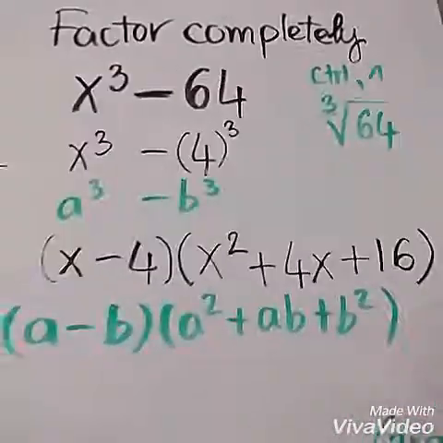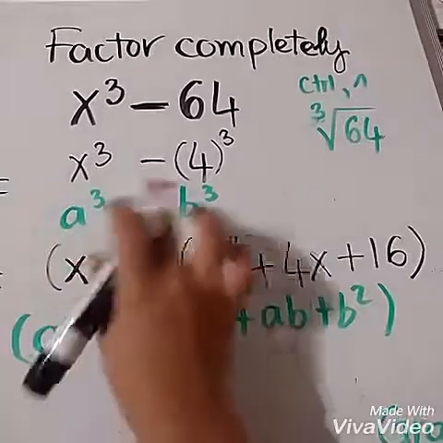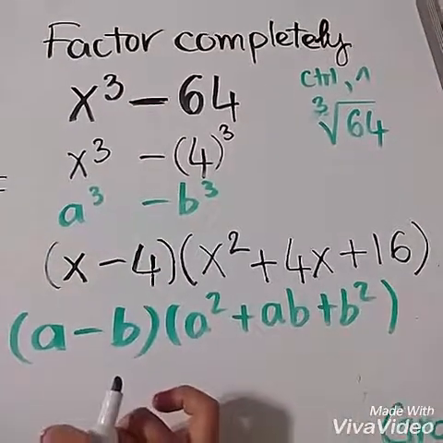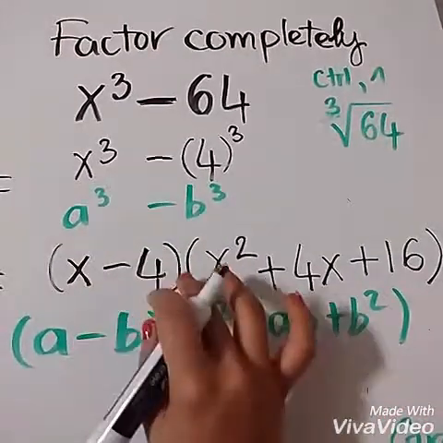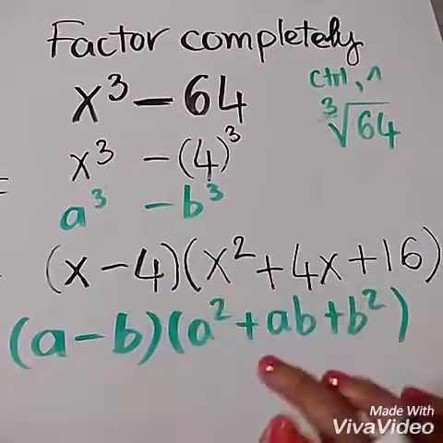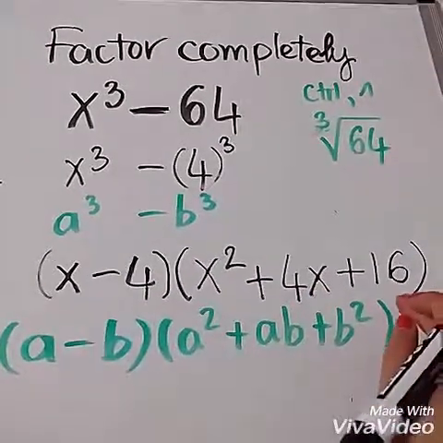So your final answer when you factor x cubed minus 64 will be (x minus 4)(x squared plus 4x plus 16).